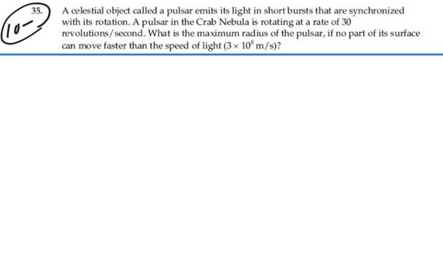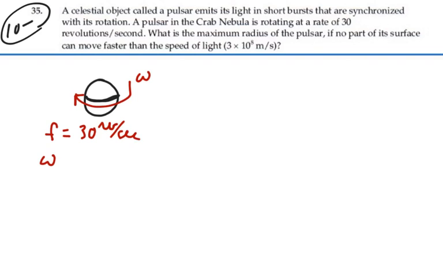of light? So let's imagine we have this object, and let's say it's considered to be spherical in shape, and it's rotating around very quickly like this with some angular velocity omega. Now we're told that the frequency that it's putting out is 30 revolutions per second.